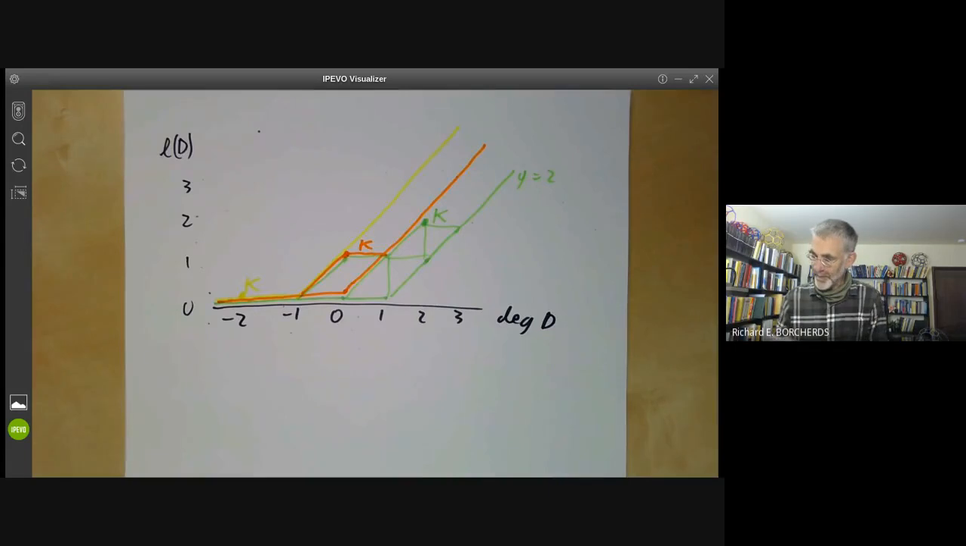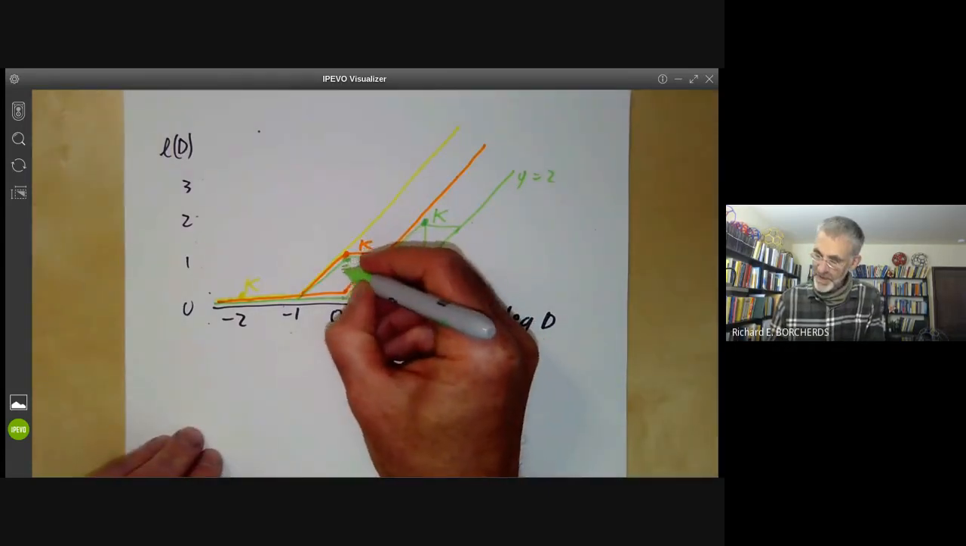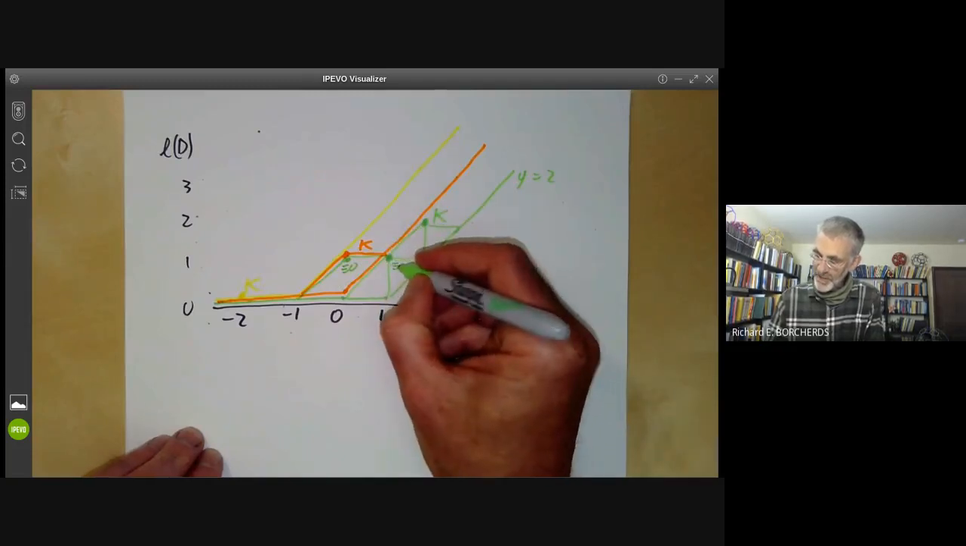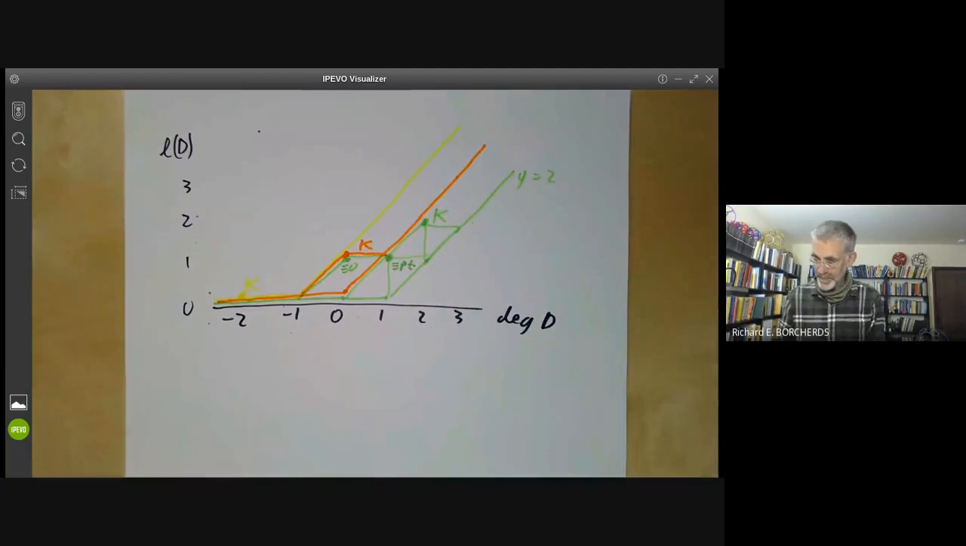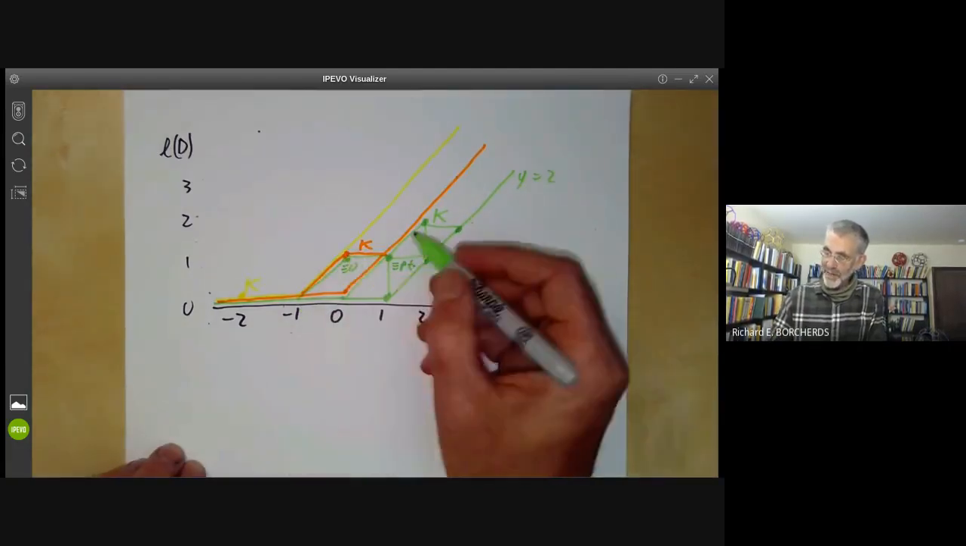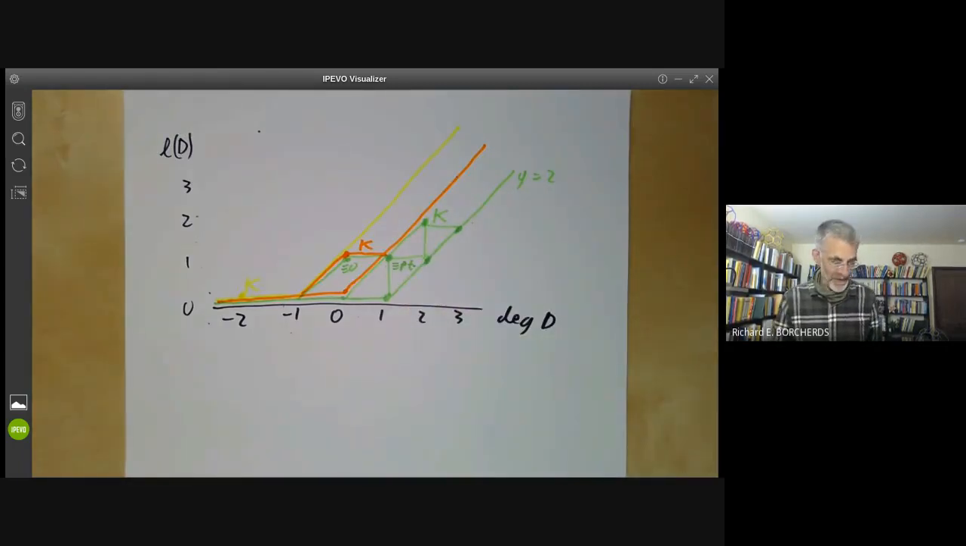And these points are the ones where the divisor is equivalent to 0, and these points are the ones where the divisor is equivalent to a point. So you see, as the genus goes up, we get more and more ambiguities about how the dimension of L of D varies.